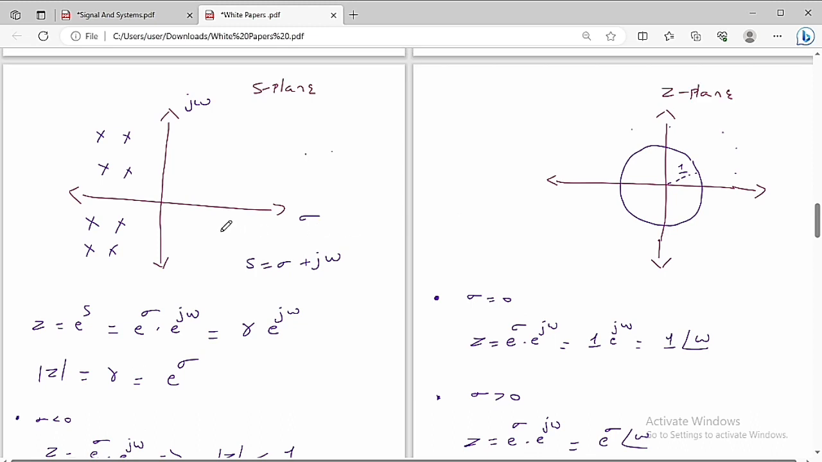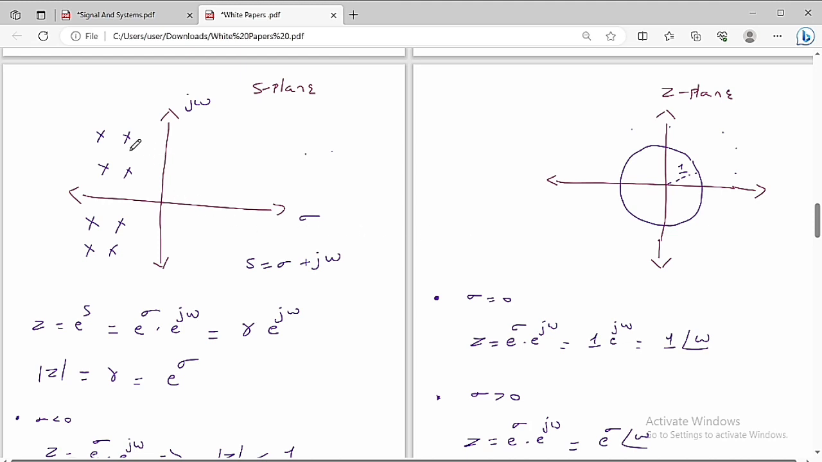That's it. So therefore we can say that all the points of the left half of the S-plane are going to map inside the unit circle, all the points on the imaginary axis of the S-plane are going to map on the unit circle, and all the points on the right half of the S-plane are going to map outside the unit circle. This is a point you always have to keep in your mind. Even if you forget the rest, if you know this concept, Z equal to e to the power of S, from this concept we can go for the mapping concept.